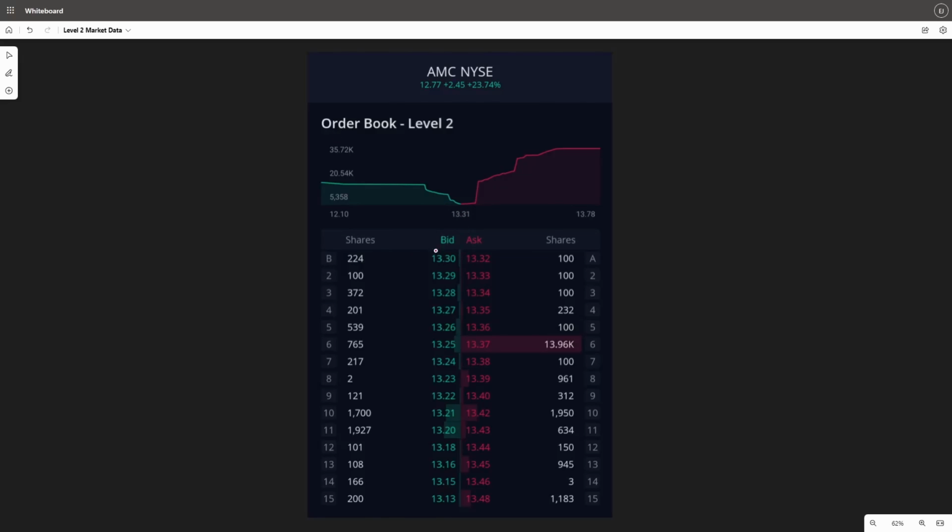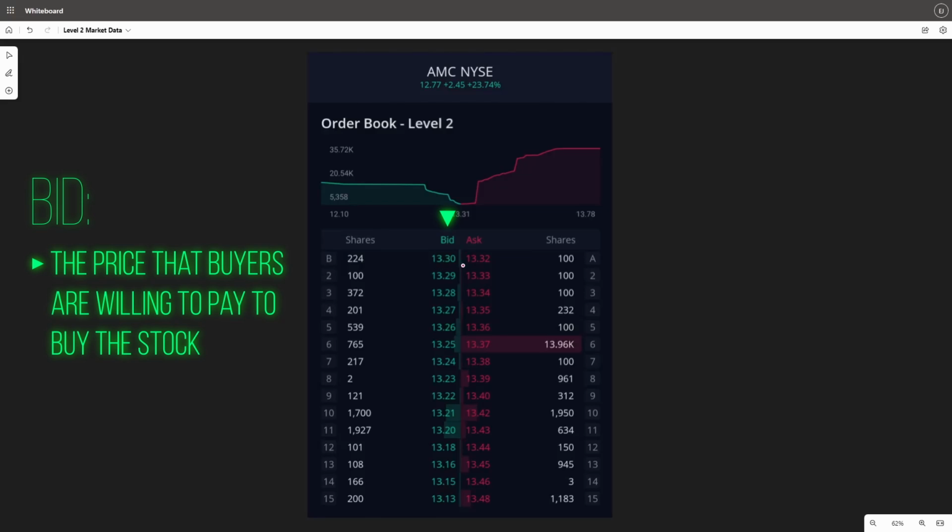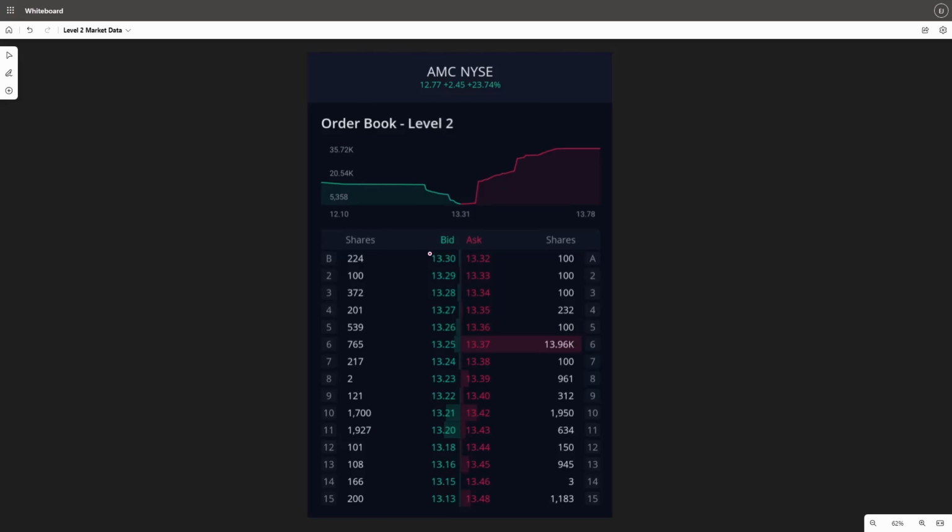So on the left side here, you can see the bid right here. And the bid pretty much is the price that buyers are willing to buy the stock at. So here you can see there's traders that want to buy the stock at 13.30, 13.29, 13.28, 13.27, and so on. These are the different prices that traders are willing to buy at.